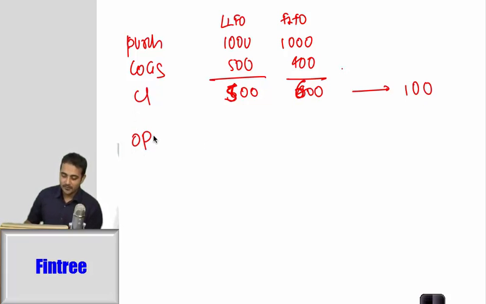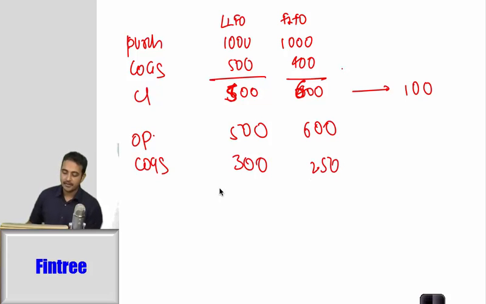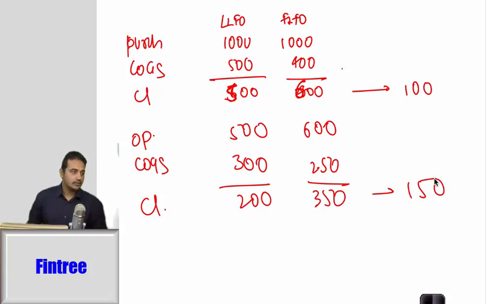Now next year opening 500, 600. Now COGS 300 and 250. So now closing would be 200 and 350. Now your reserve is 150.